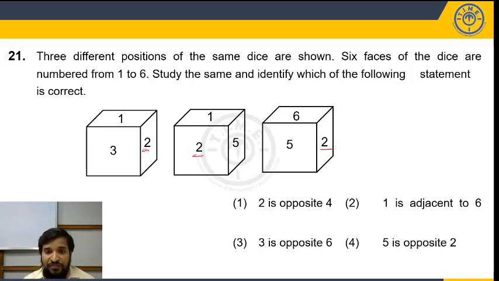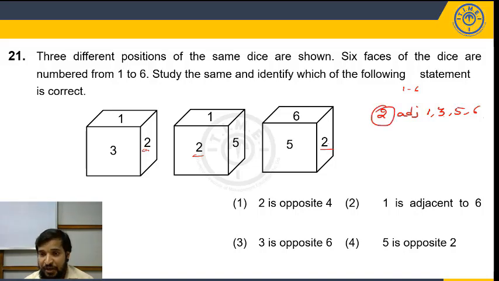Now, from this, what we can say? If you see the first figure, 2 is adjacent to what? 1 and 3. From the second figure, what we can say? 1 and 5. Already 1 we wrote, so 5 is also adjacent to 2. In the third figure, 2 is adjacent to 6. So out of the 6 numbers, that is 1 to 6, 1, 3, 5, 6 were adjacent to 2.